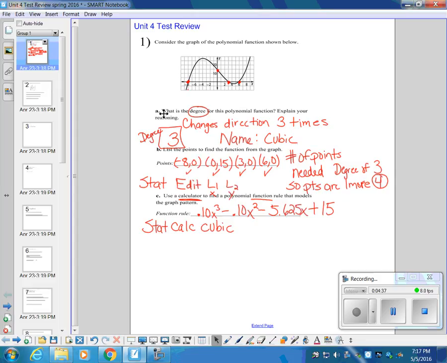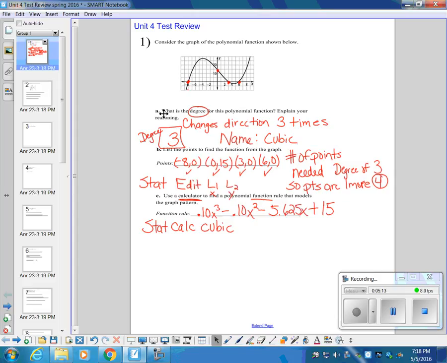So for number 1, we determined it was cubic by the 3 changes. It has a degree of 3. We determined how many points we needed based on the degree of 3. We need 1 more than our degree. So we had to have 4 points. We plugged those points into our calculator, stat, edit, L1, L2. After we got them in our L1, L2, we did stat, calc, cubic, and got our function rule. You should be able to do a problem just like that for the test.